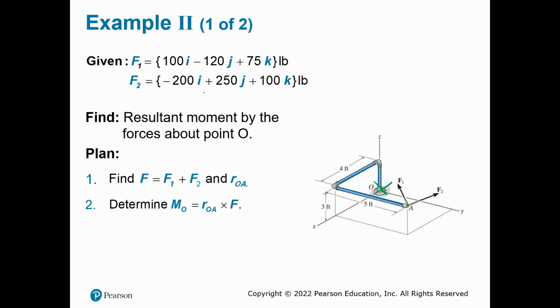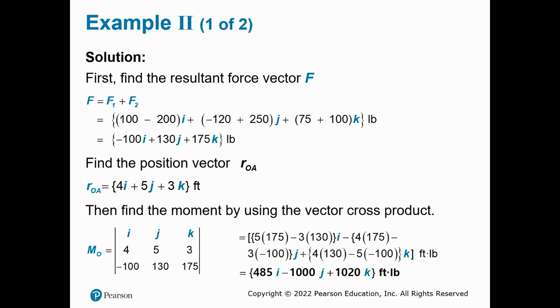So first put F1 and F2 together. Since they have all their components already, we can put them together by combining the I components together, the J components together. Be careful, the signs need to go together, right? And then the K components together. Combine F1 and F2 together, and I have a resultant force that includes F1 and F2.